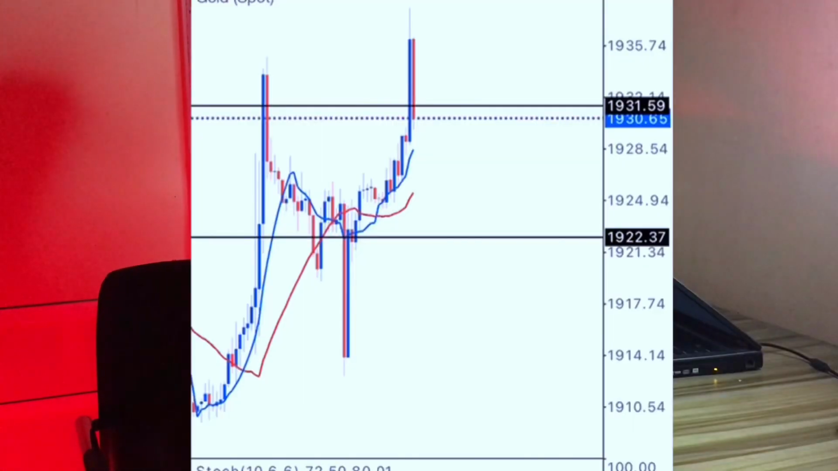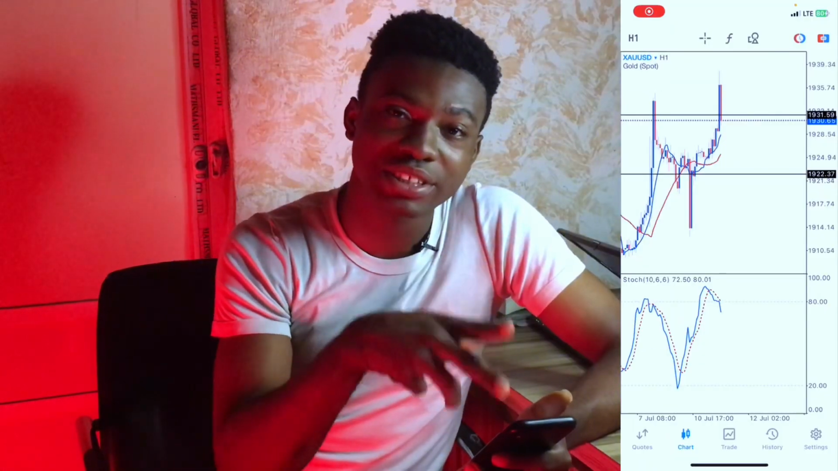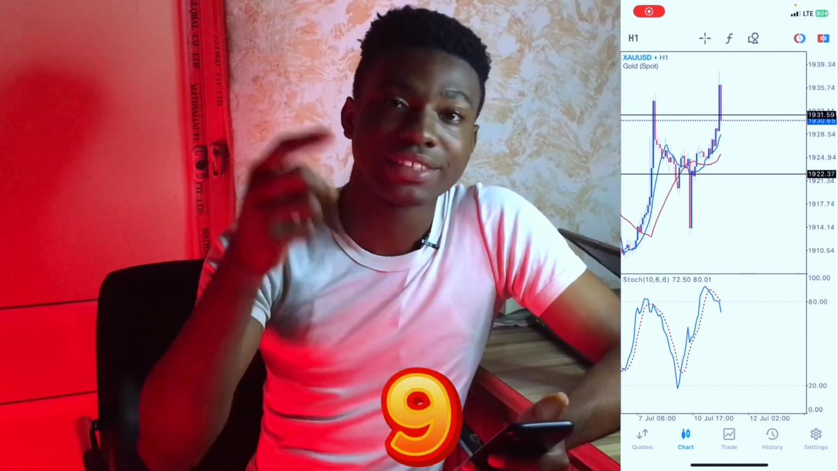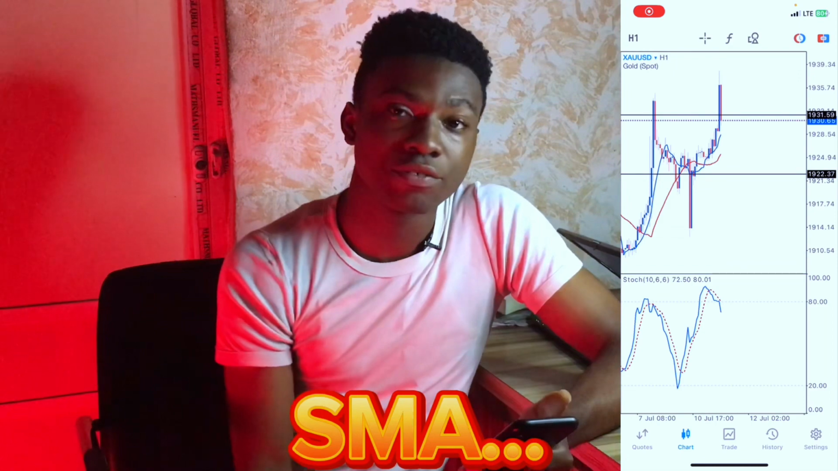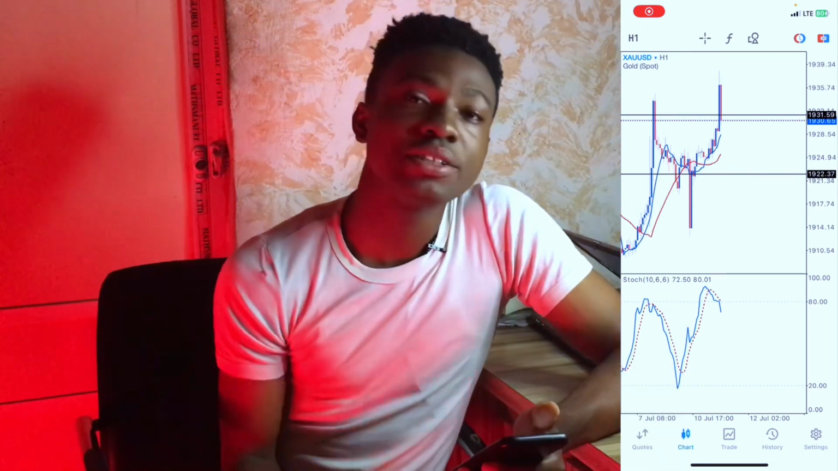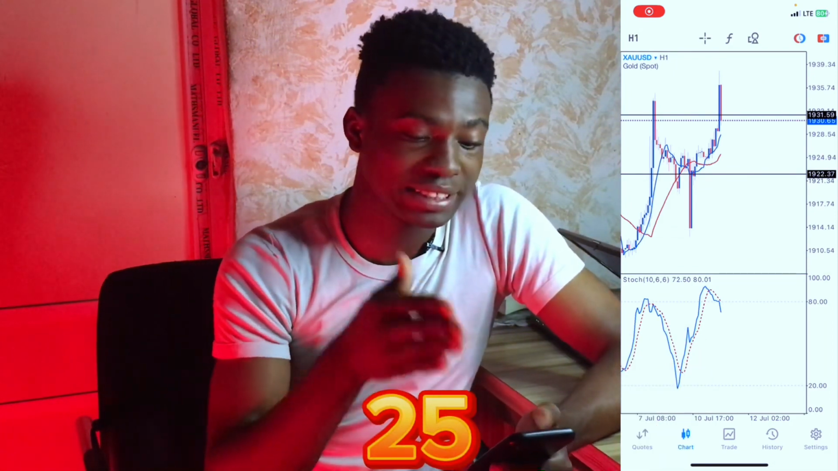Now you could see two moving averages. These two moving averages you're seeing here are the 9 moving average and the 25 moving average. The 9 moving average, I'm talking about the simple moving average, applied to close, and the red moving average is the 25, which is also applied to close.